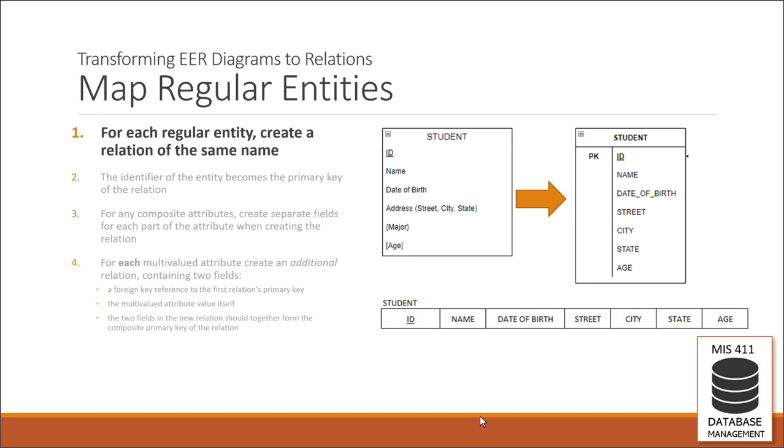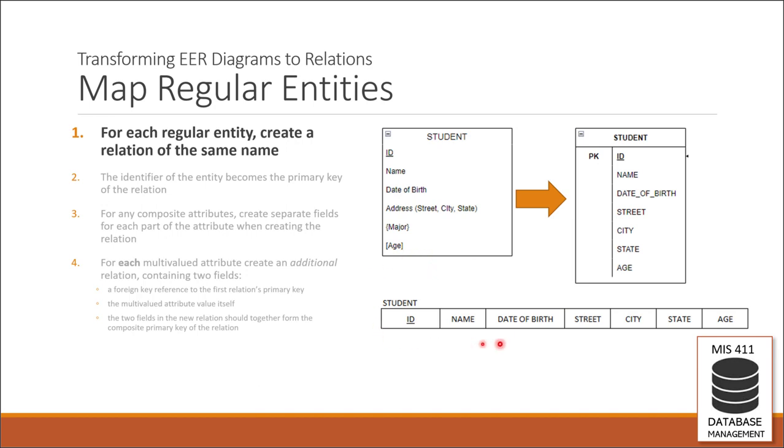And so for the purpose of this demonstration, we're going to be looking at an entity that we call student. You can see in the conceptual sense we have ID as the identifier, we have a composite attribute, address, we have a derived attribute, age, and we have a multi-valued attribute, major.